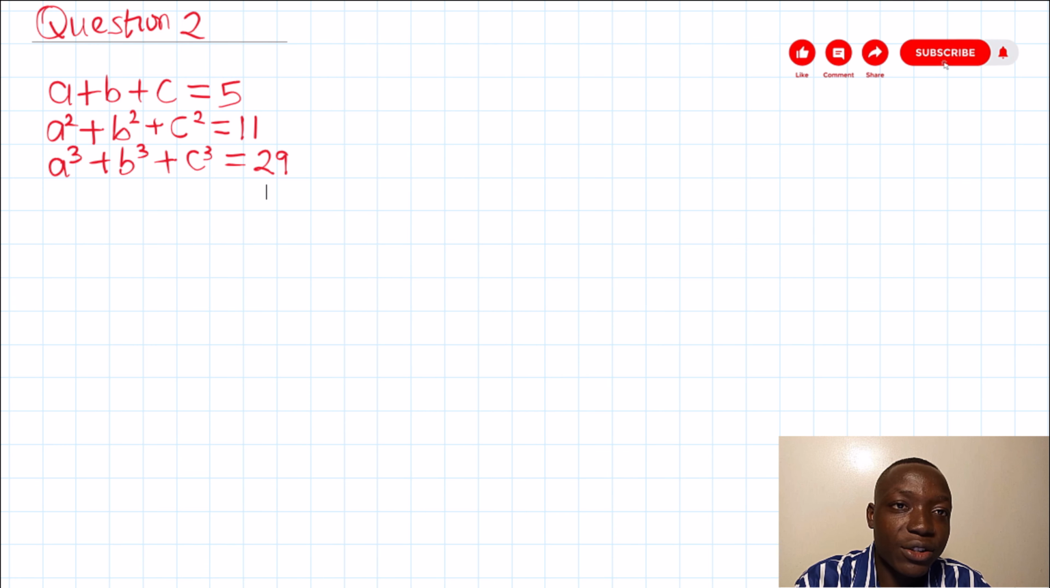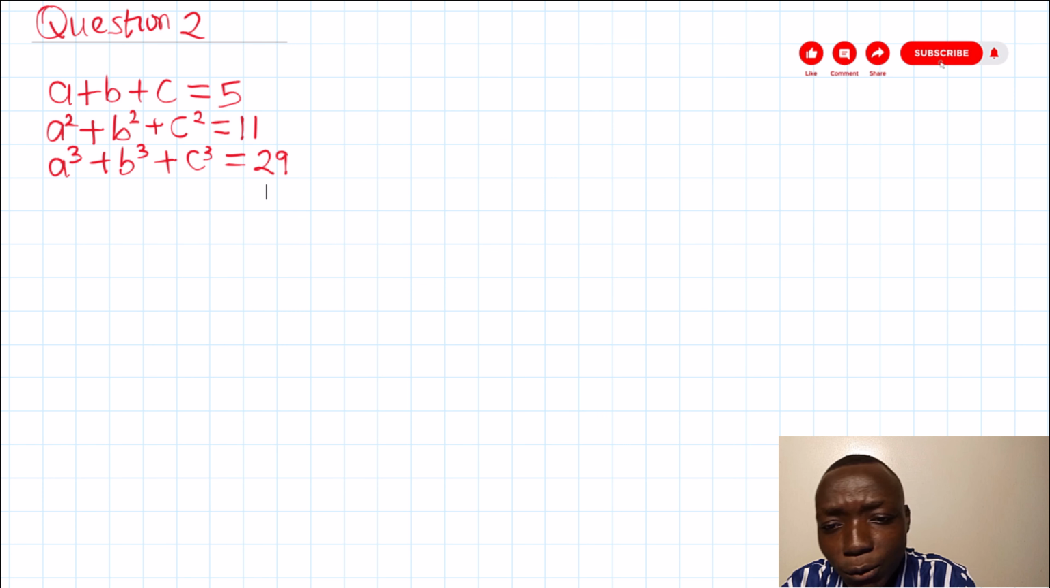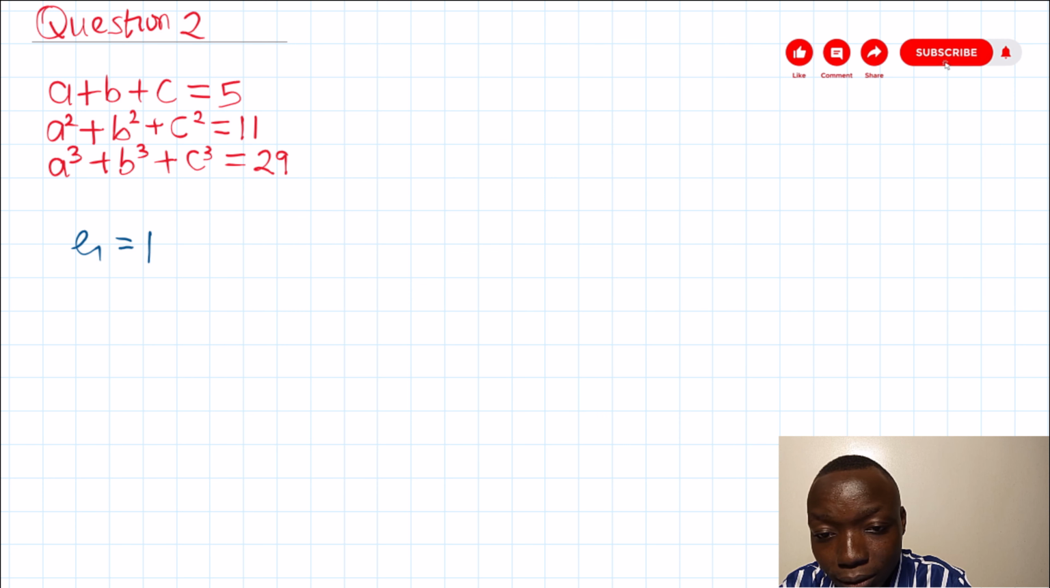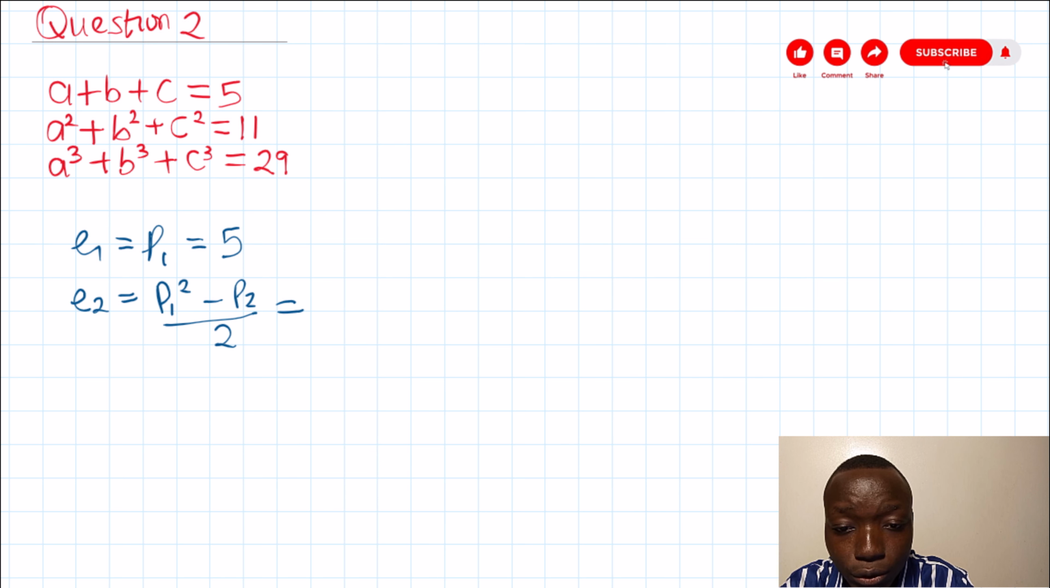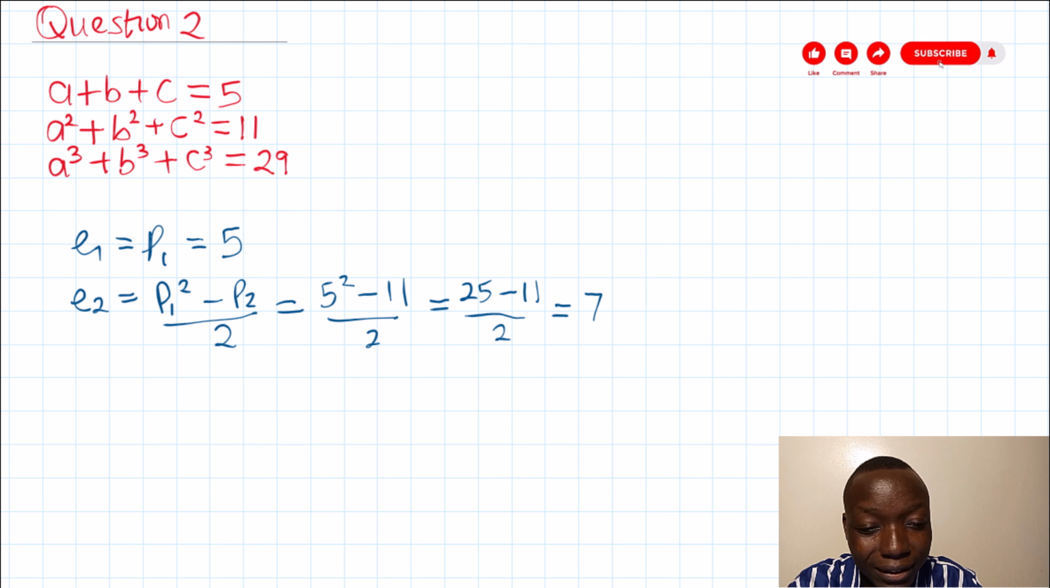So there are three important things we need to solve the cubic equation: e1, e2, and e3. So e1 will be equal to p1, which is equal to 5. So this is very easy. Now e2 will be equal to p1 squared minus p2 over 2, which is equal to 5 squared minus 11 over 2. So we'll have 25 minus 11 over 2, which is 7.